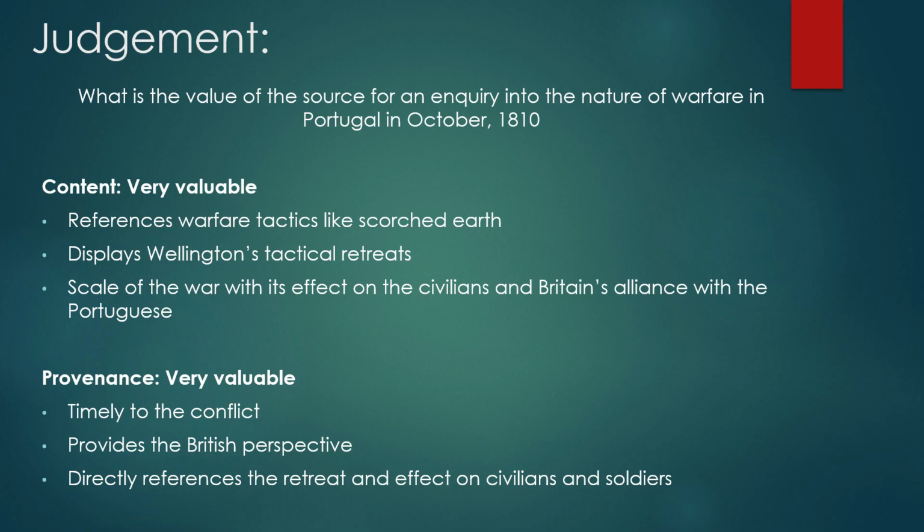We have clear reference to various tactics like scorched earth and Wellington's tactical retreat, and we can see the clear scale of the war as it affects not just Britain, but also its allies, with the Portuguese and the civilian population. The provenance too supports this further. Its timing to the conflict, it is written in October 1810, probably very shortly after the retreat had occurred. We have a clear British perspective, so we have a clear side we can look at there. And of course, it directly references retreats that we know did happen, the lines of Torres Vedras, and implicit reference to the atrocities the French were indeed committing.